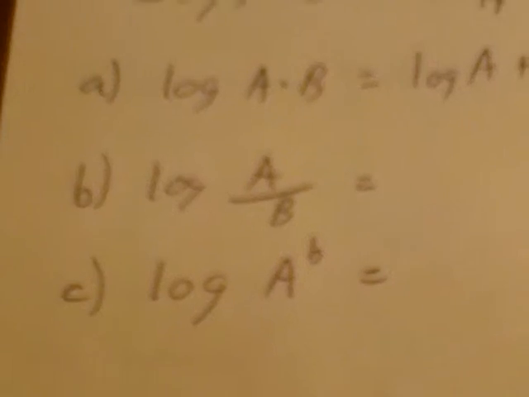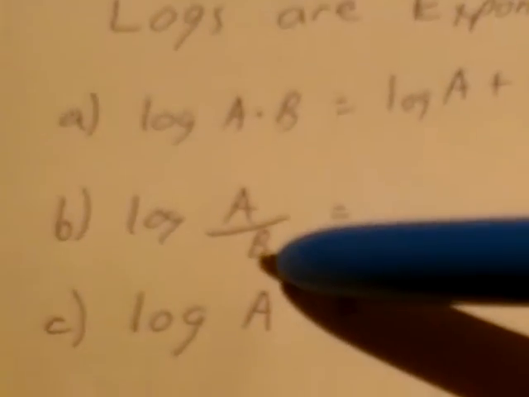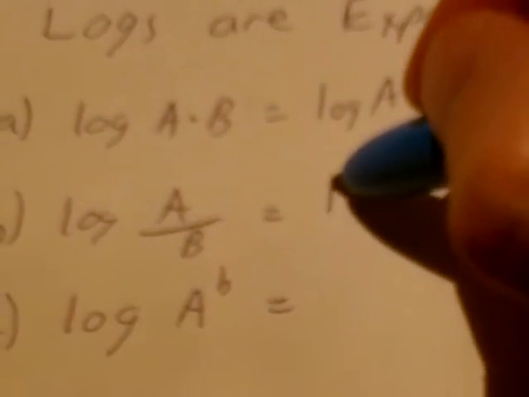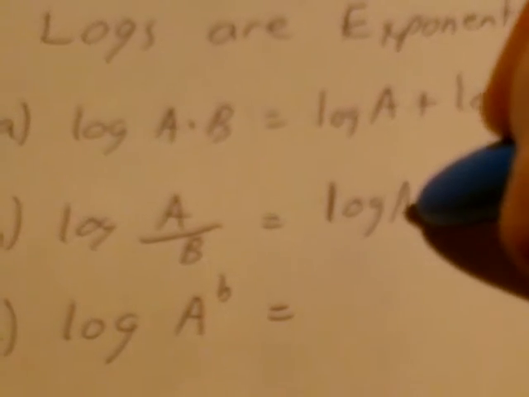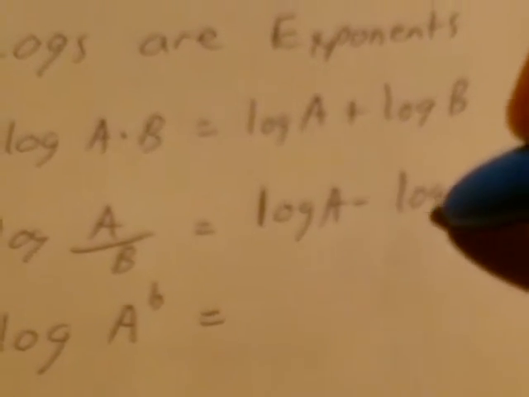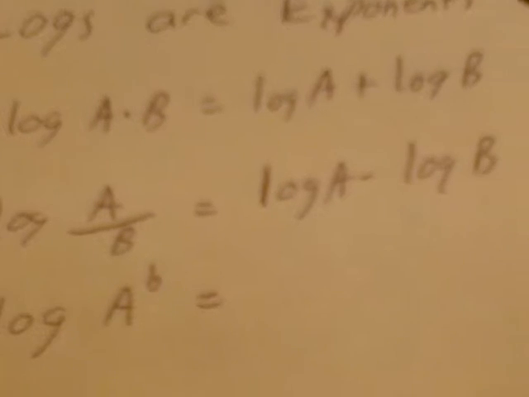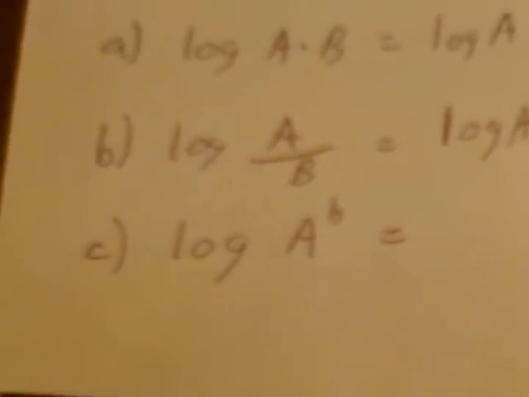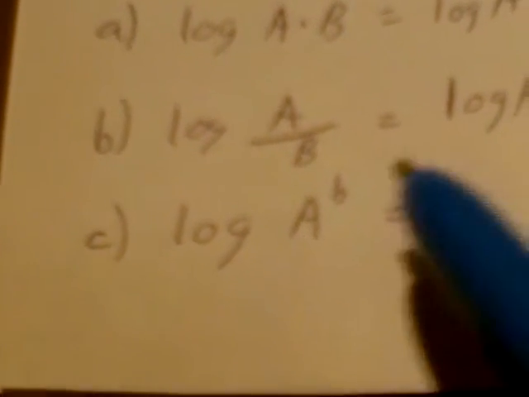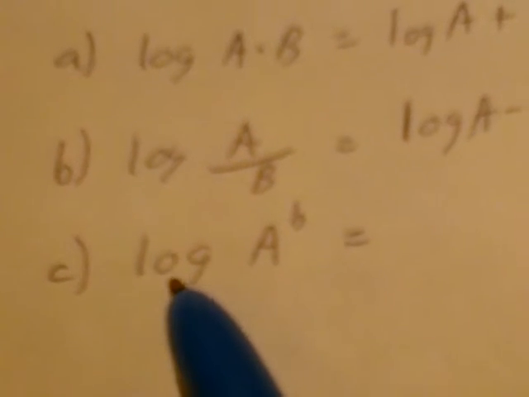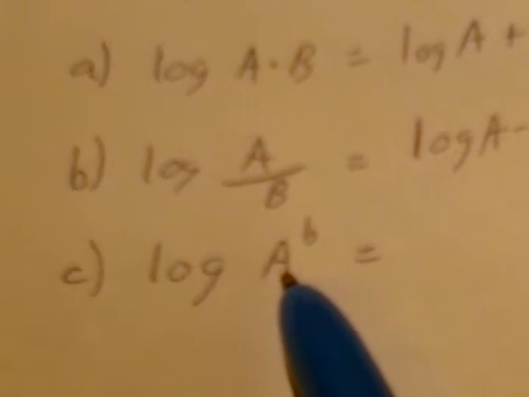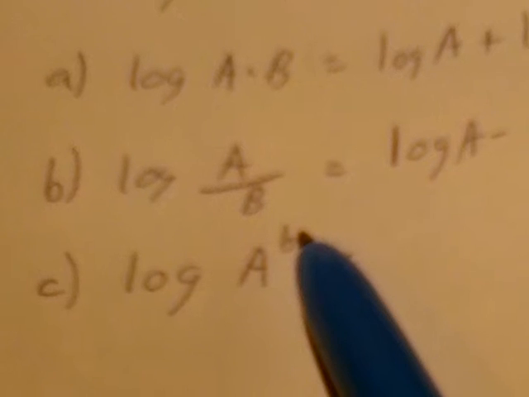And by the same kind of reasoning, we have log of a divided by b, so obviously that means we're going to subtract the exponents. So log of a minus the log of b. That's rule number 2. And lastly, rule number 3. Again, remembering that log of a is an exponent. And here we have b, which is also an exponent.